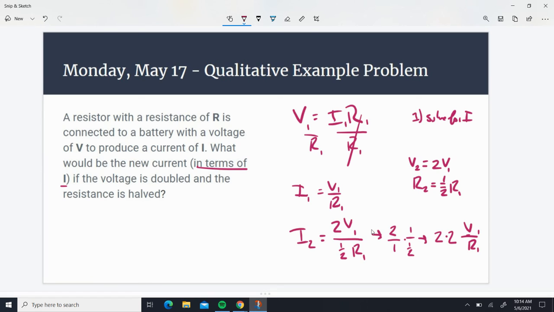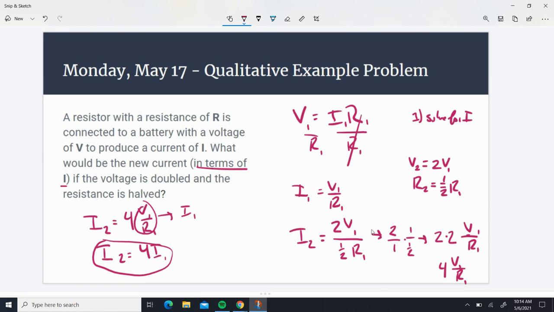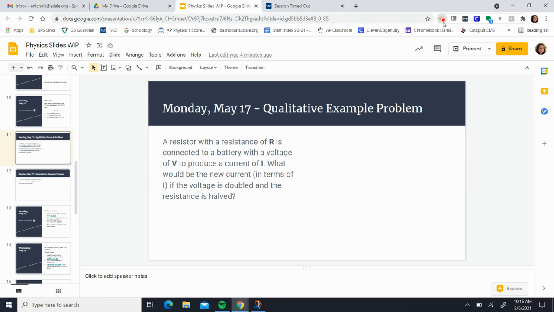So 2 times 2 is 4. So that means that my new current is 4 times V1 over R1, which is the same thing as my original current. So that means my new current is 4 times I1, and this is what I would write down. All right, hopefully this time it's going to make more sense than it did with Coulomb's law.